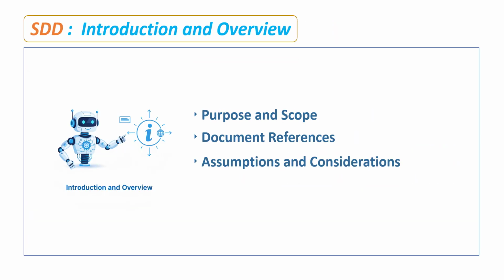First one, Introduction and Overview. Under this section, we are having subsections such as Purpose and Scope, Document References, and Assumptions and Considerations. Purpose and Scope briefly describes the automation goals, objectives, and a clear definition of what is in scope and out of scope for the RPA solution.